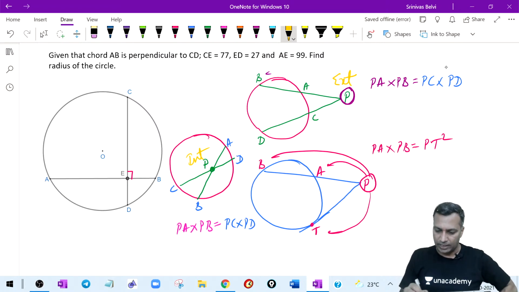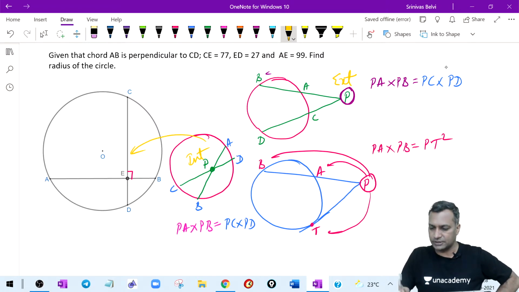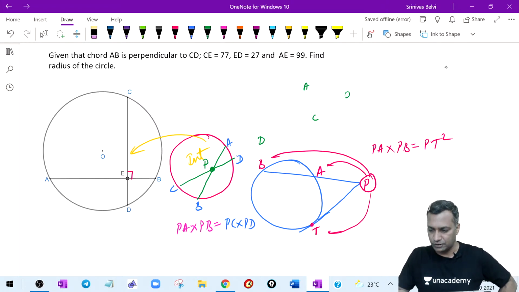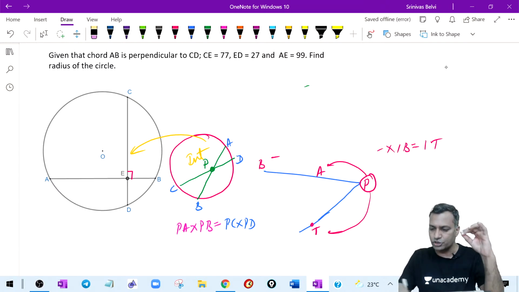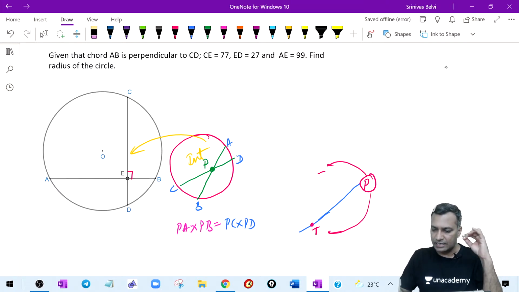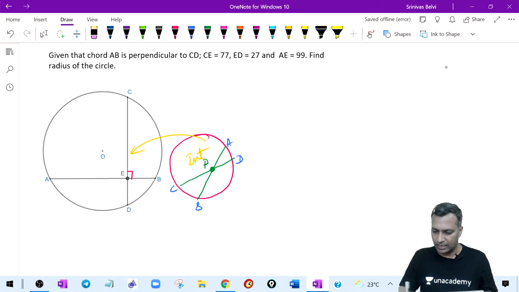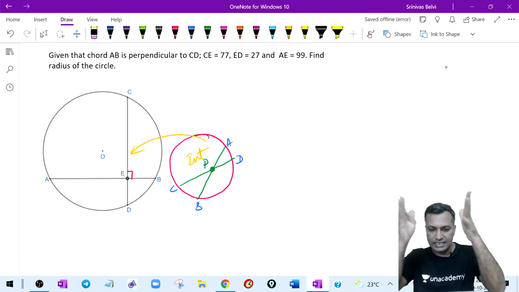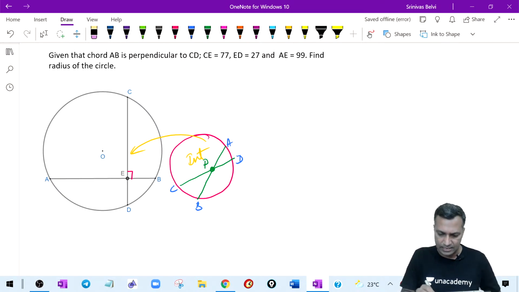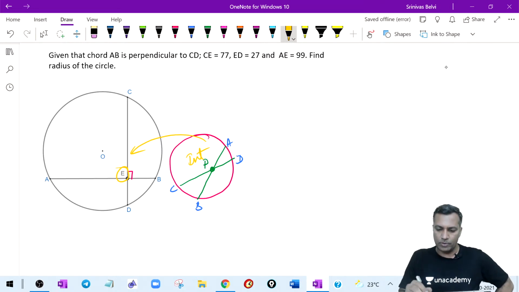Good. So how do I apply this? This is what gets applied first. When I looked at this particular question, the first thing is that I should recall the tangent secant theorem to start with. That could be the easier approach. How do I get this? There is a common point E here.